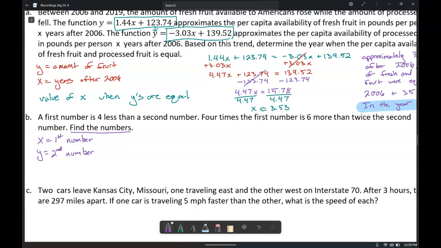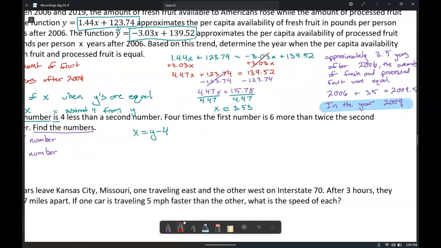And so we can go ahead and parse through each of these sentences to identify our equation. So we'll start with the first sentence. A first number, well, we know our first number is represented by an X, is, that's our equal, 4 less than a second number. So we need to subtract 4 from our second number, which is Y. So to simplify this equation, we can write it as X equals Y minus 4.